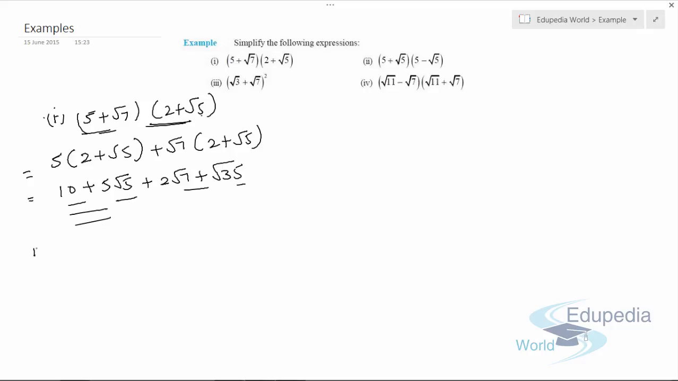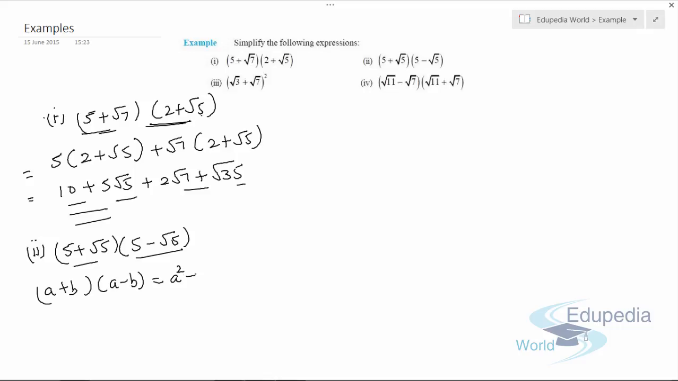Let's discuss the next question, which is (5 + √5)(5 − √5). In this question we can clearly see that we can apply one identity that we have discussed in polynomials. The identity is (a + b)(a − b), which is a² − b². Over here we have a as 5 and b as √5.